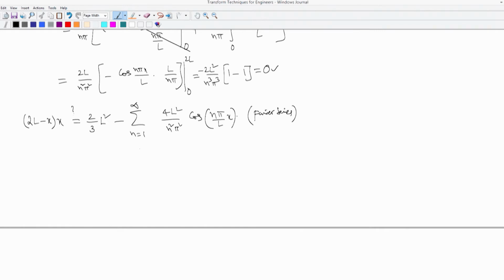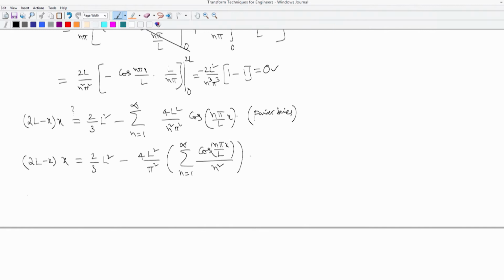Now, what can we say? So, what is this Fourier series? So, this is equal to, you can write 2 by 3 L square minus 4 L square by pi square, if you take it out, and what you get is a series n from 1 to infinity, 1 by n square cos n pi x by L. So, this is what it is, 2L minus x into x. So, what do you get?